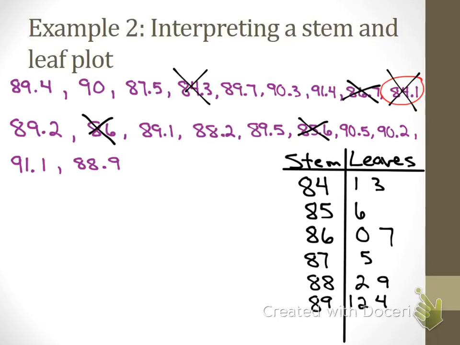1, 2, 4, 5, and 7. What about 90? What about 91? Okay, did you remember your key?